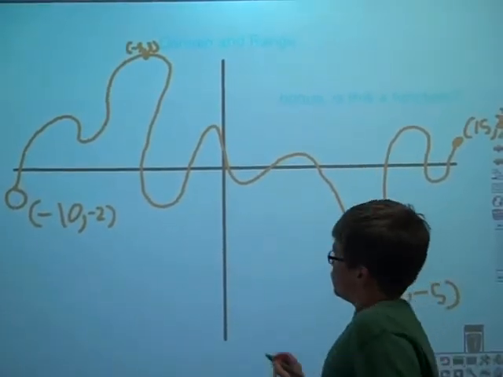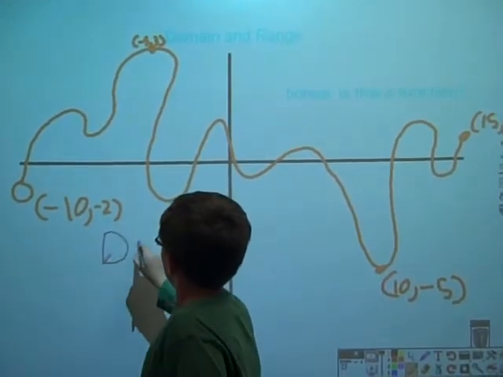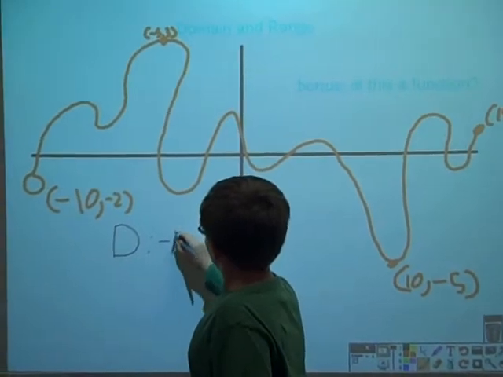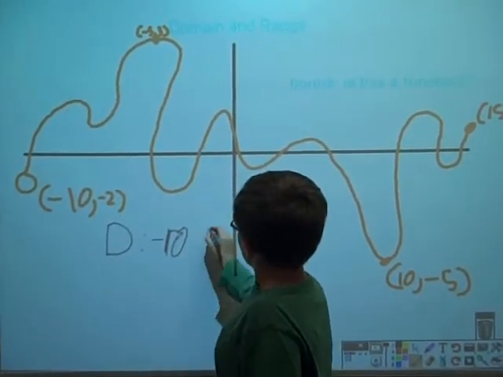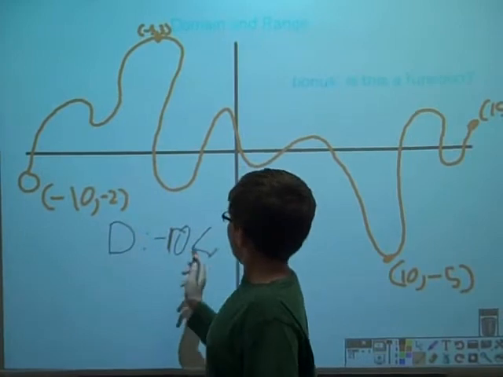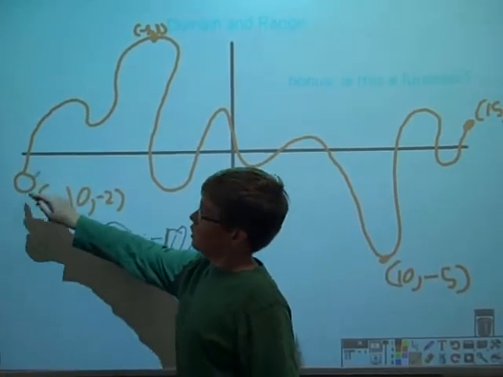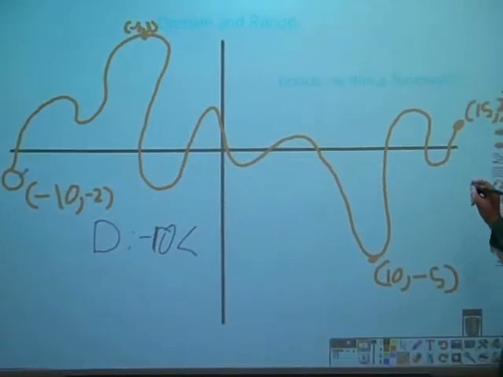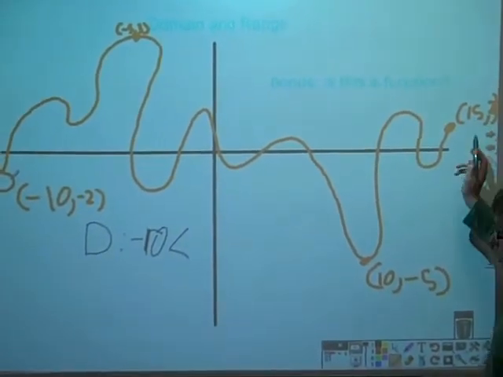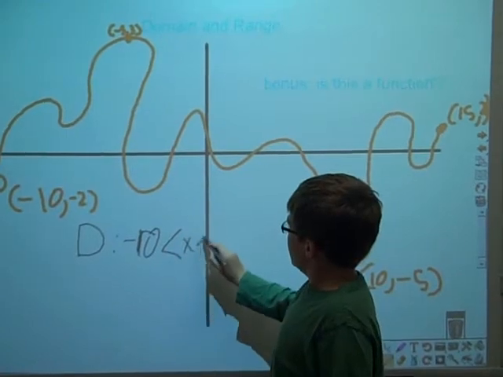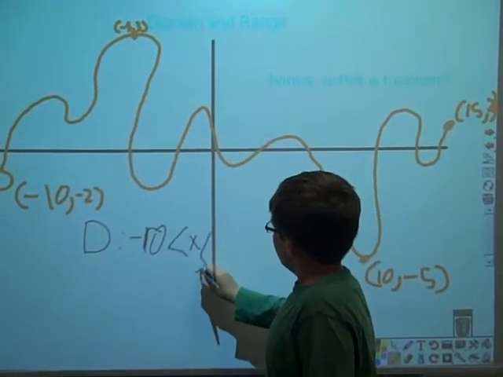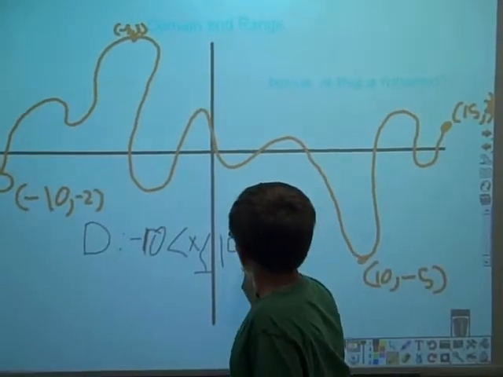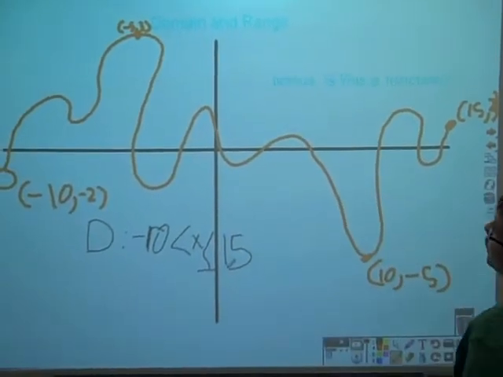So for our domain, we're going to write -10 is less than x, but notice how we're not going to write equal to because this point is open and our graph doesn't include that. And our other point over here is (15, 2). So we'll write x is less than or equal to, because this point is closed, 15. Please excuse my handwriting.